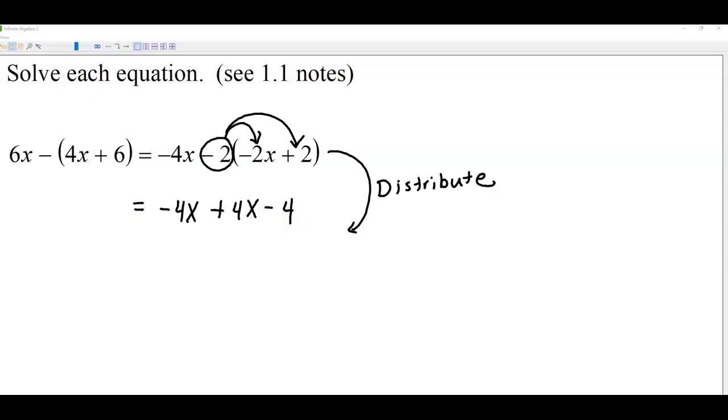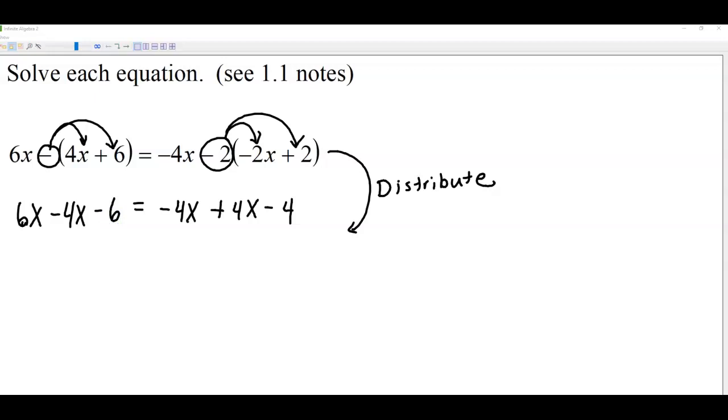With the other side of this equation here, there's a negative in front of this parentheses. So I can distribute a negative 1. You can think of it like you're multiplying by negative 1. And so that's going to make this become a minus 4x and a minus 6.